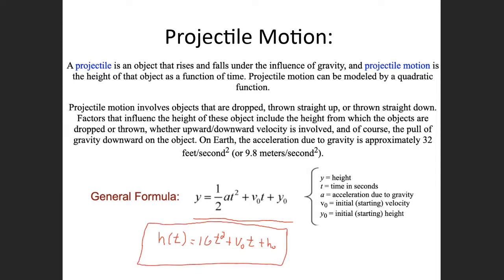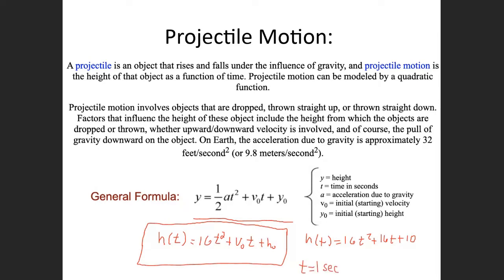So let's say I gave you a simplistic problem. Let's just say I gave you h of t is equal to 16 t squared plus 16 t plus 10. Can you tell me what the initial velocity is? Can you tell me what the initial height of the object is? Can you tell me what the height of the object would be at time equals 1 second? All of those things you should be able to tell me.